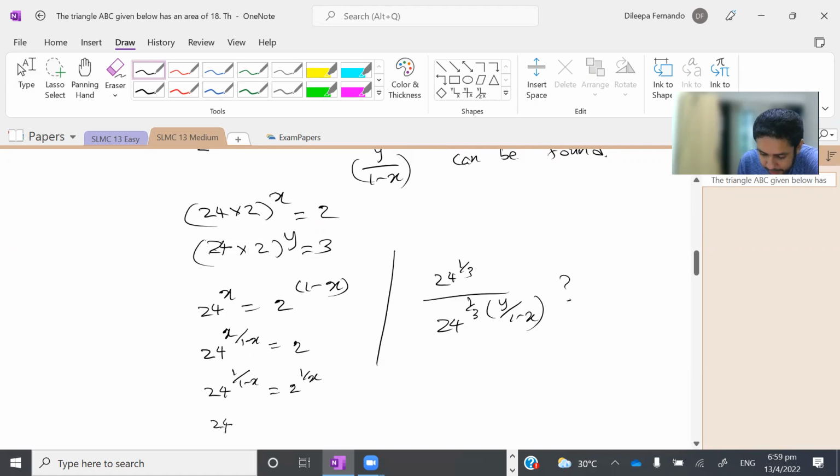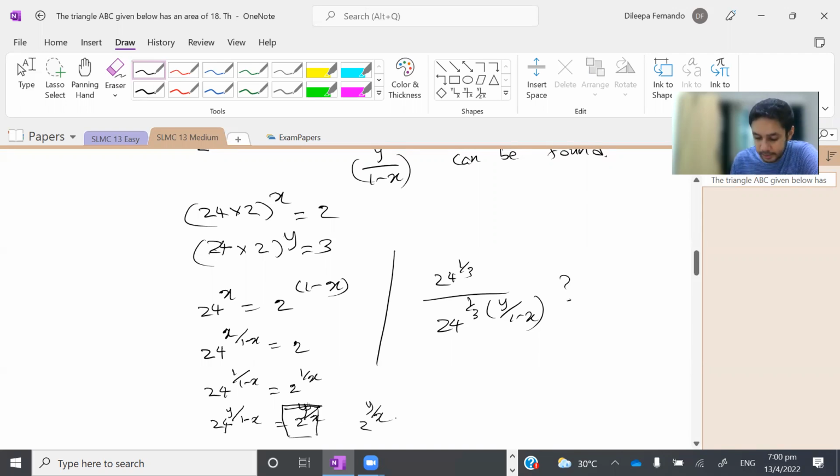And we need y to the numerator. So this is a good result. So now we have 24 to the power y over 1 minus x equal to 2 to the power y over x. But still it's not independent of y and x. But if we find this value by using the two equations, we may be able to find some independent value.